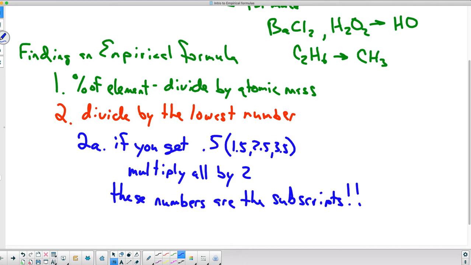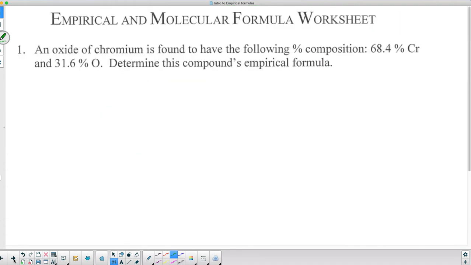So, okay, you read through this and it doesn't make any sense to you at all. So let's apply it. Let's actually do a problem where you have a certain amount. An oxide of chromium, okay, is found to have the following percent composition. So percent composition is the percent by mass of both elements. That would be chromium and oxygen, okay?